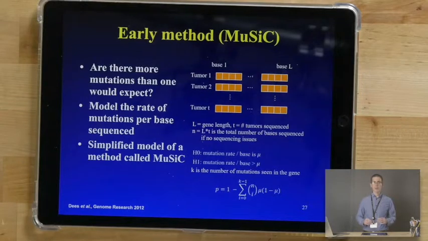And so once you do that for one gene, you can do that for all the different genes that you see in your study, and then correct by using the false discovery rate to come up with a list of statistically significantly mutated genes that you might believe are likely cancer driver genes.